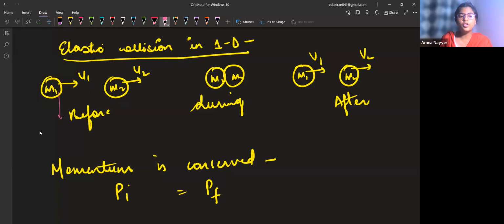M1 is the mass, U1 is velocity. So M1, U1, that is the momentum. M2, U2. Momentum's formula is mass into velocity. Fine. This becomes M1, V1. This becomes M2, V2.